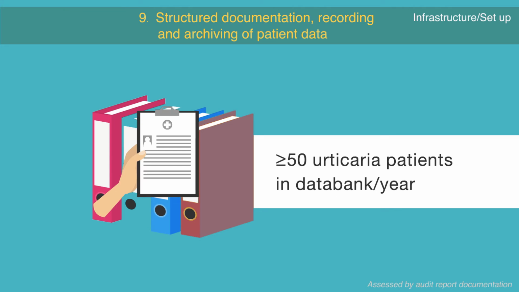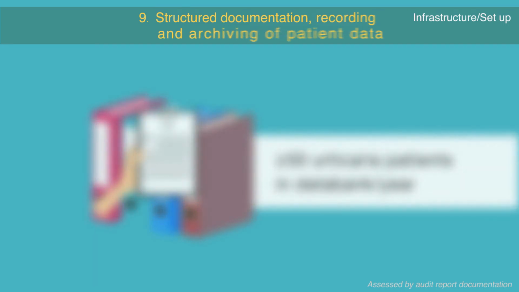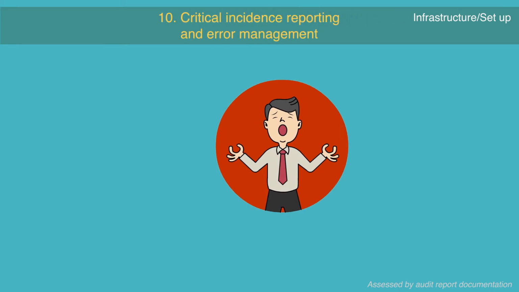Number 9. Structured documentation, recording and archiving of patient data. The centre needs to provide evidence, ideally by presenting their databank or their registry-related activities, which confirms that this documentation of patient data is a continued process and that more than 50 urticaria patients during the last year are documented in this databank. Ideally, data from all urticaria patients seen by the centre should be included in the databank or registry. Number 10. Critical incidence reporting and error management.